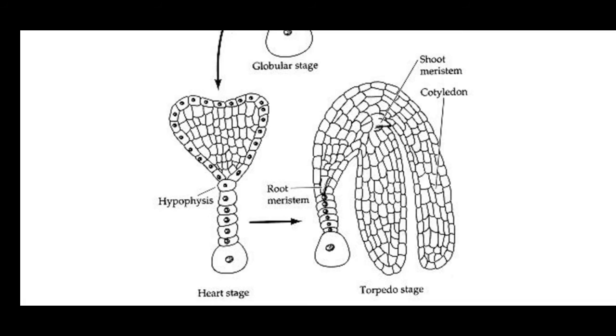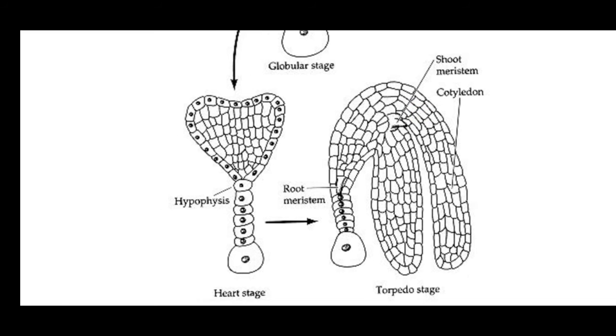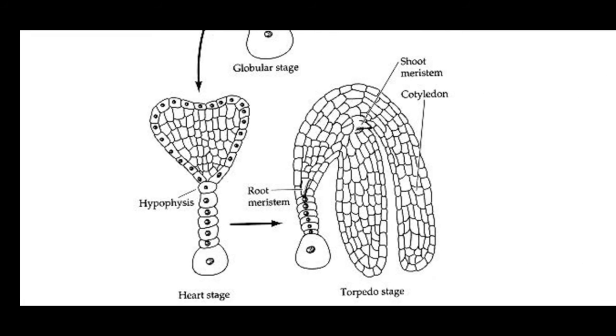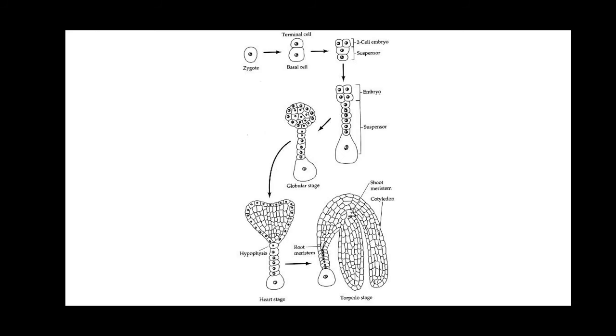And then you can see the hypophysis is right next to it, so it is going to become the root cap, isn't it? So the hypophysis is mainly the one which is transforming into the root cap, whereas the shoot meristem is growing on the other side, and the two cotyledons are completely covering it. So this stage is what is known as the mature embryo stage. Here it is written as the torpedo stage also. So this is the stage we find. This is how the dicot embryo grows.